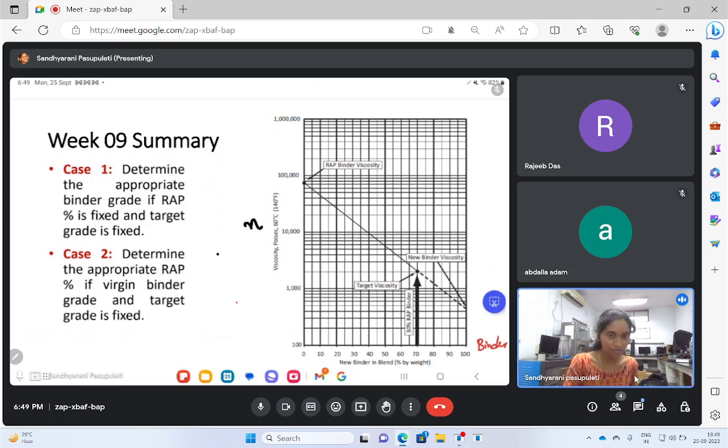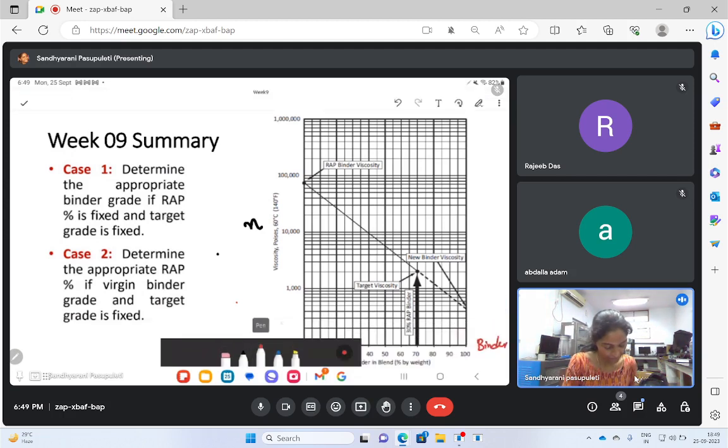When you see 0, that means virgin aggregate 0, new binder 0. Then again 10 means 10% of new aggregate, 20, 30, 40, 50. When you go to the last, it will be 100%. Initially, when I say 100%, 100 just above the 0, that implies that is 100% of wrap. Let us solve few questions, then we will understand this.